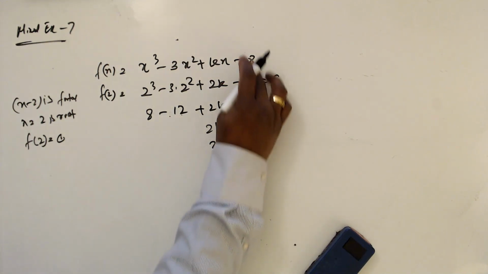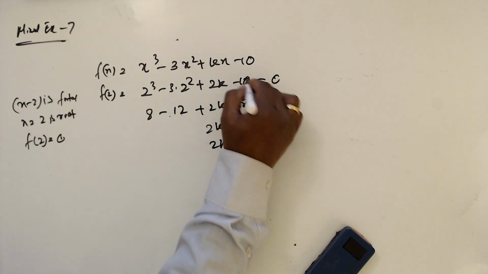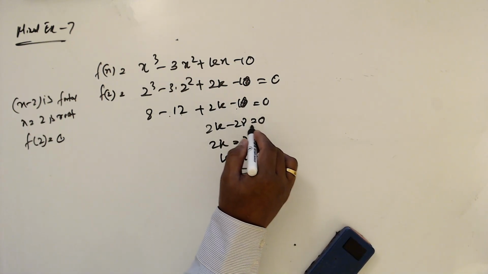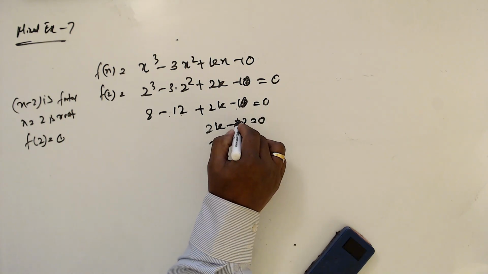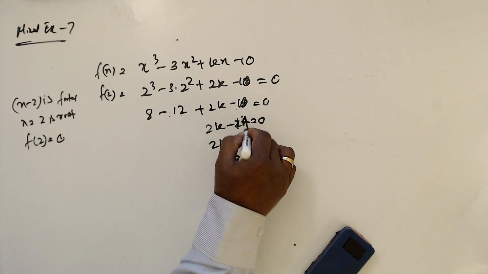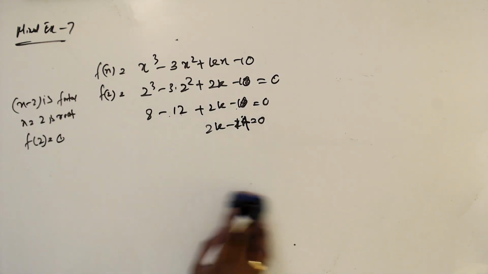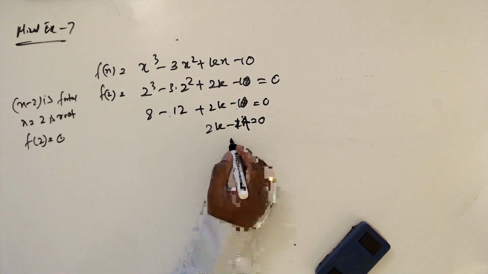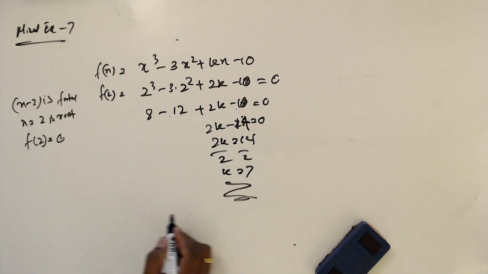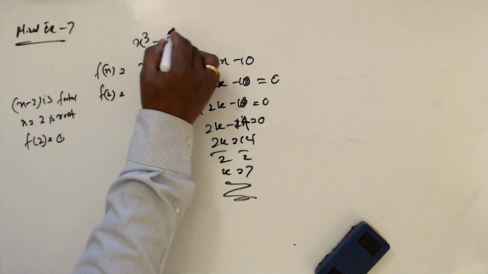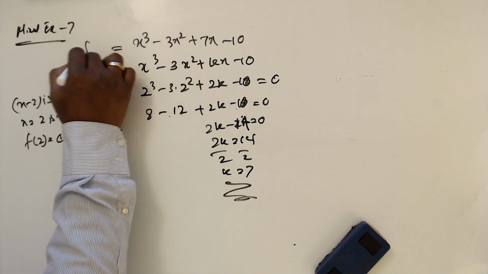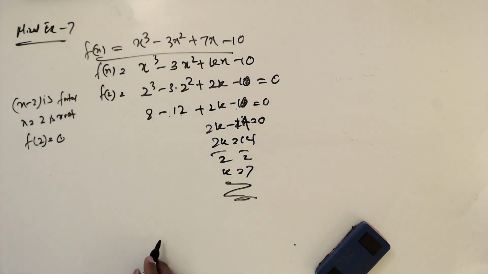The value is not 18, this is 10. So minus 10, then this is going to be 14. So 2k equals 14, divided by 2, k equals 7. So the expression is f(x) equals x cubed minus 3x squared plus 7x minus 10. So this is the equation.